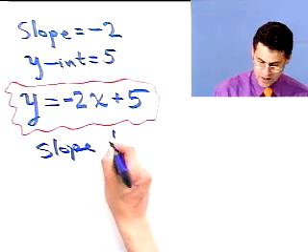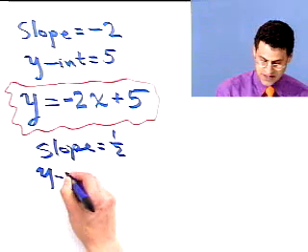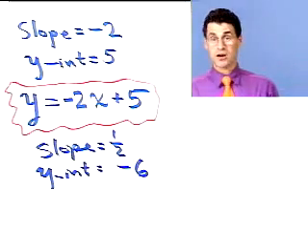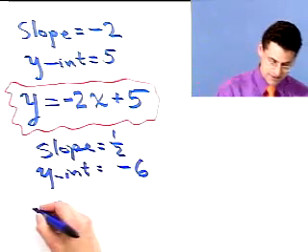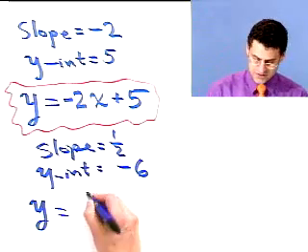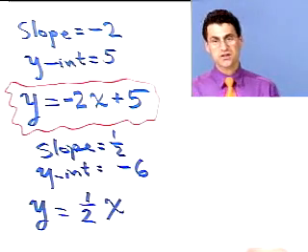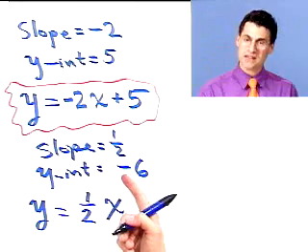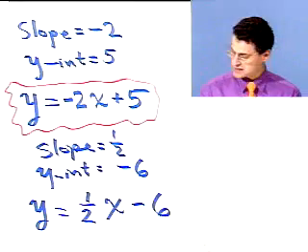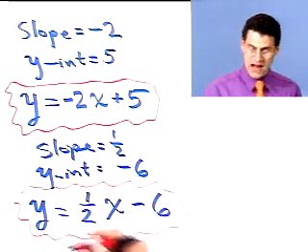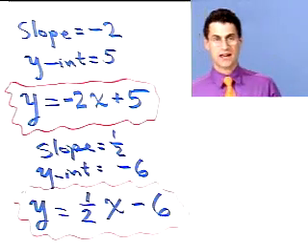Slope-intercept form. This is fantastic. How about this? Slope 1/2 and y-intercept equal to -6. Equation of a line? Please. y equals the slope, that's 1/2, multiplied by x, and then plus the y-intercept, which in this case is plus -6. So I can just write that as -6. Look at this. Cannot be easier.